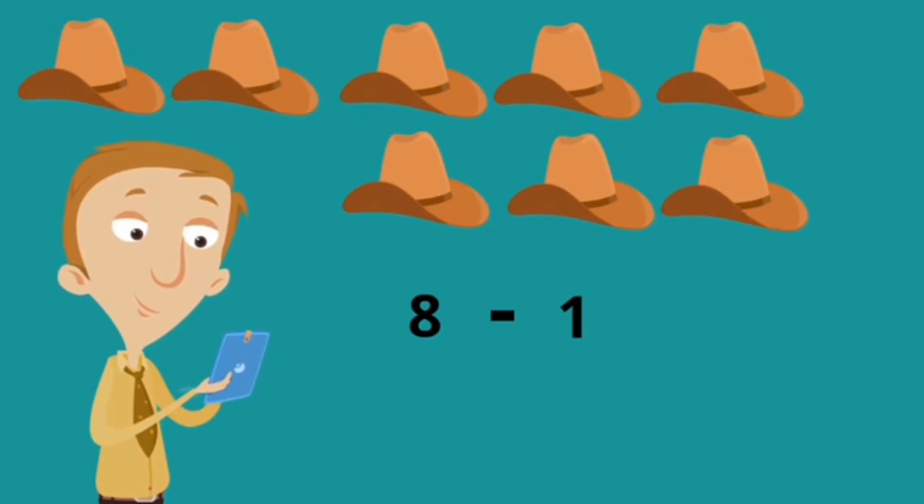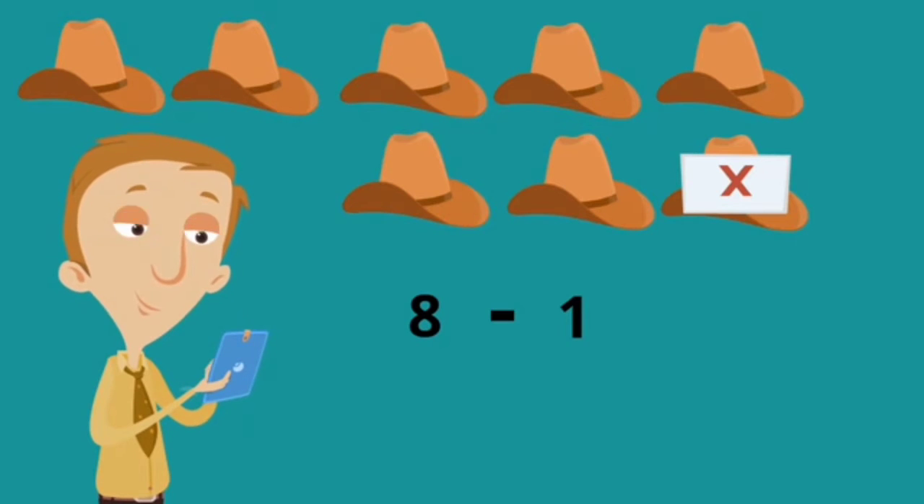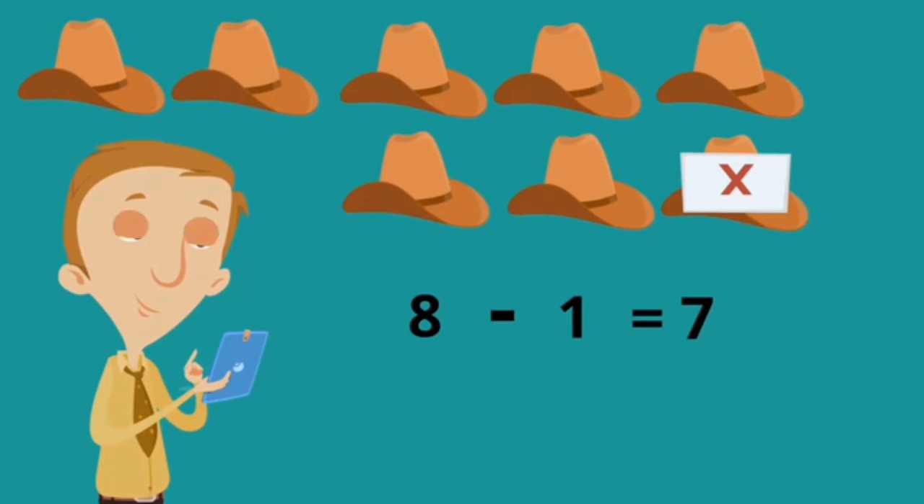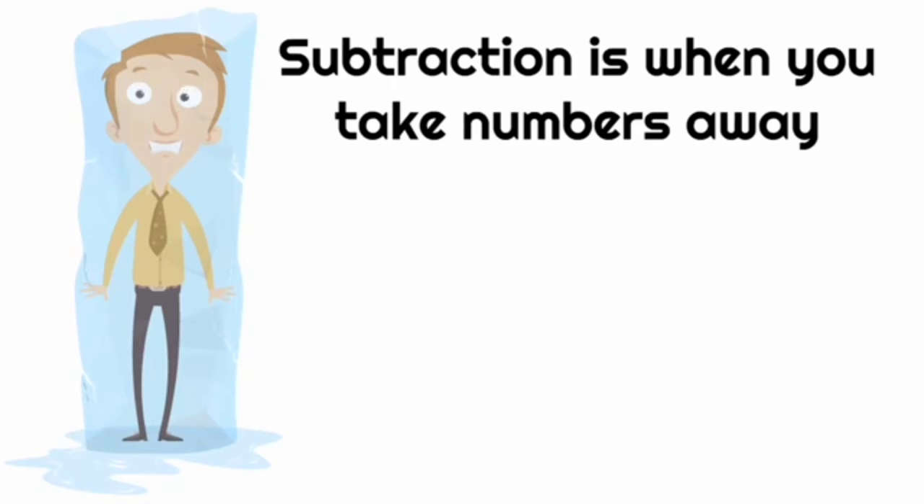There we go. How many hats do I have left? What is 8 minus 1? If it helps, you can just count how many hats I have left. What is 8 minus 1? Yeah, 7. 8 minus 1 is 7. Now I have 7 hats. Remember, subtraction is when you take numbers away.